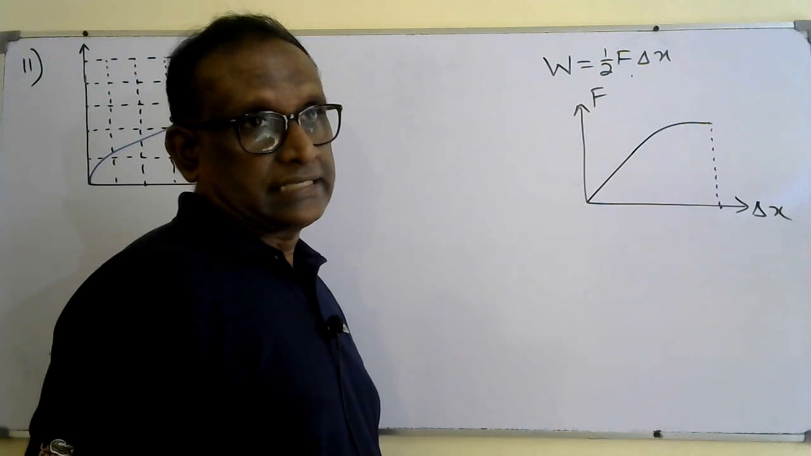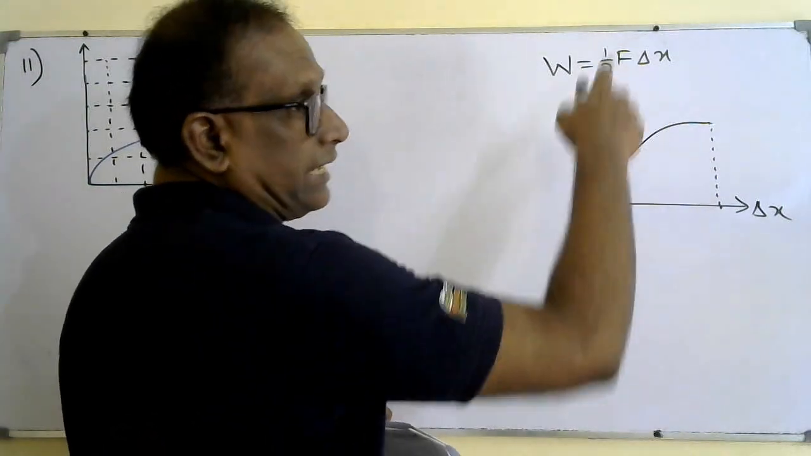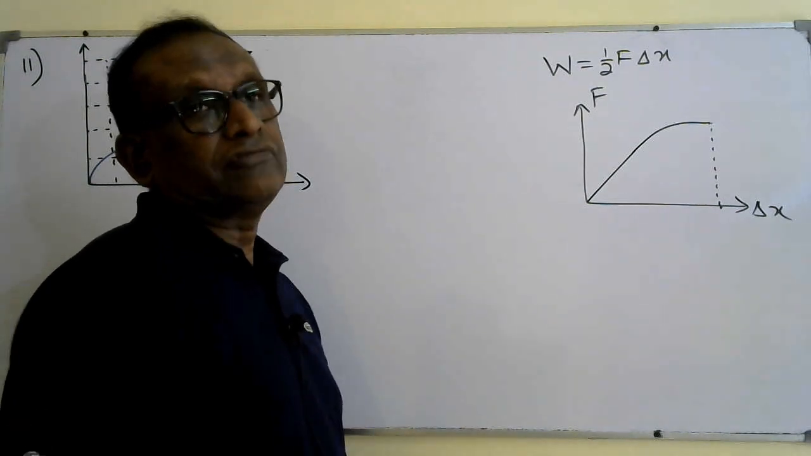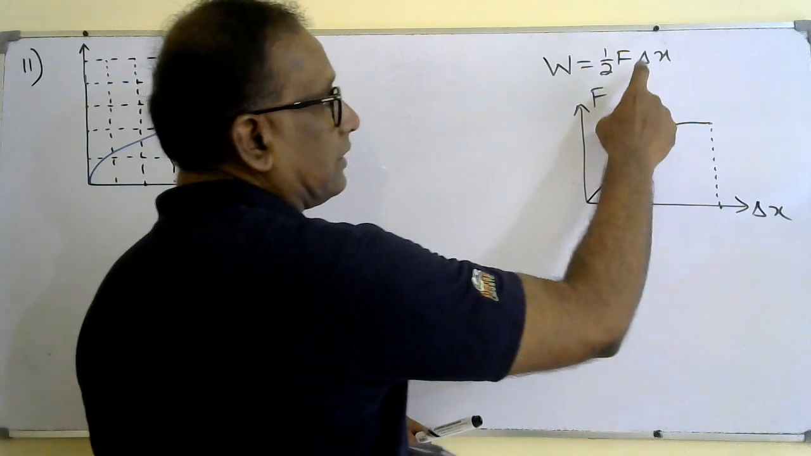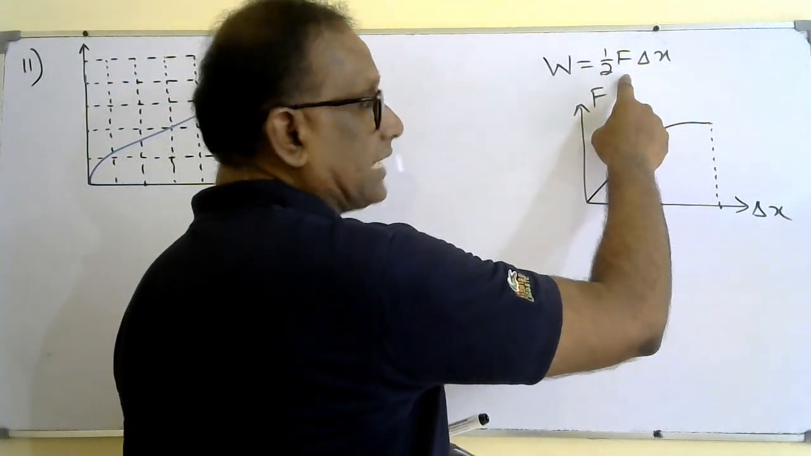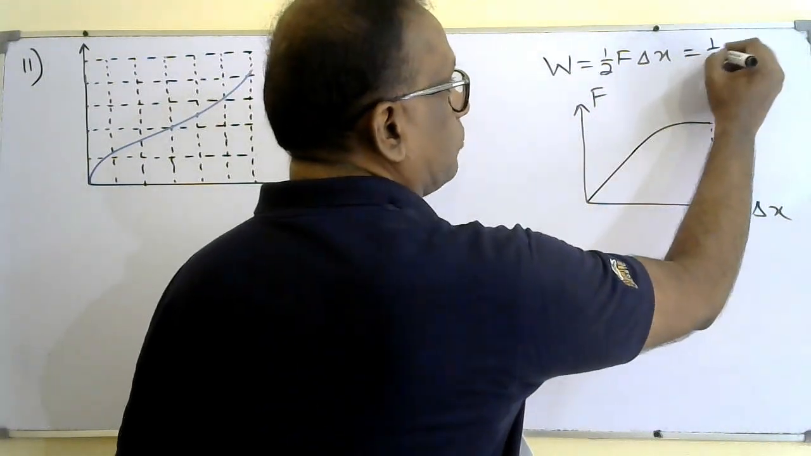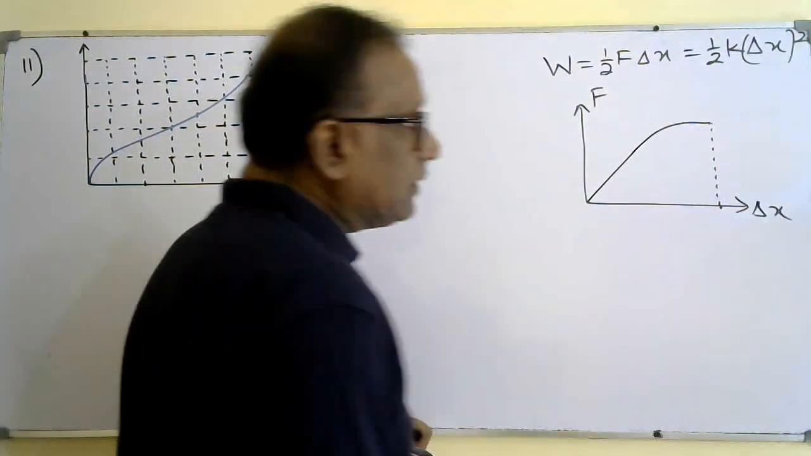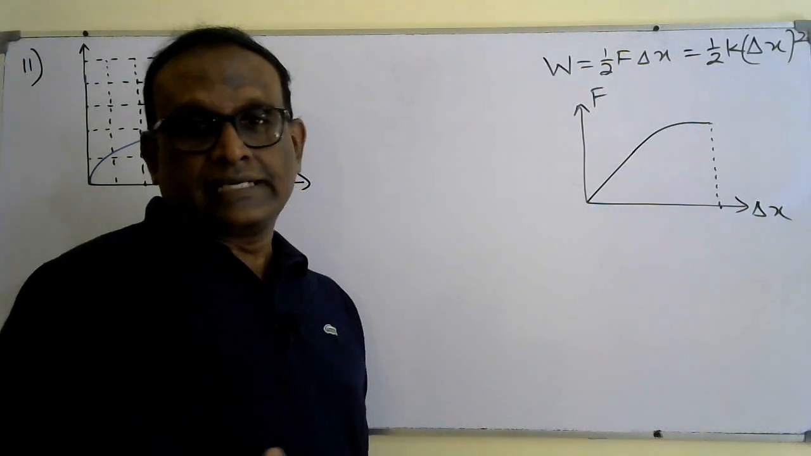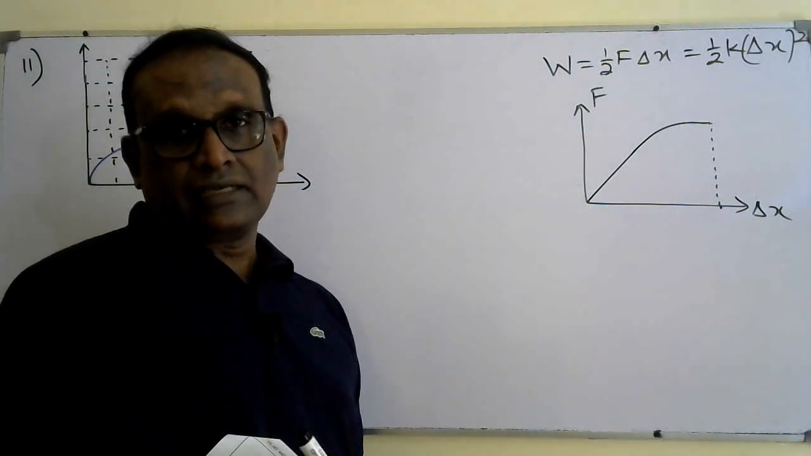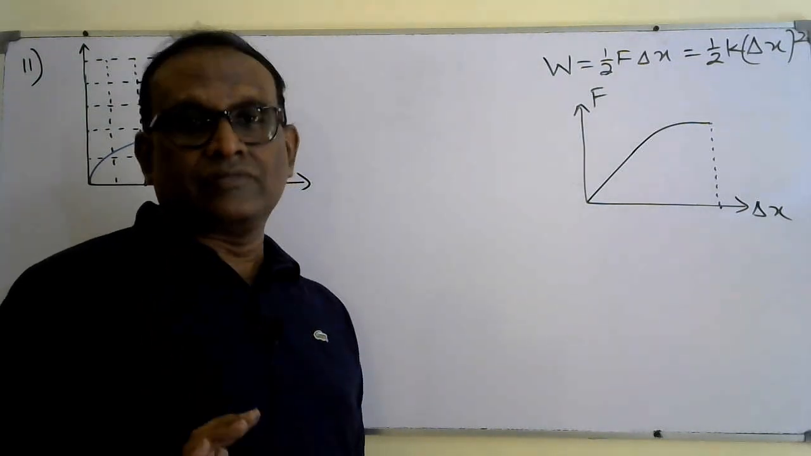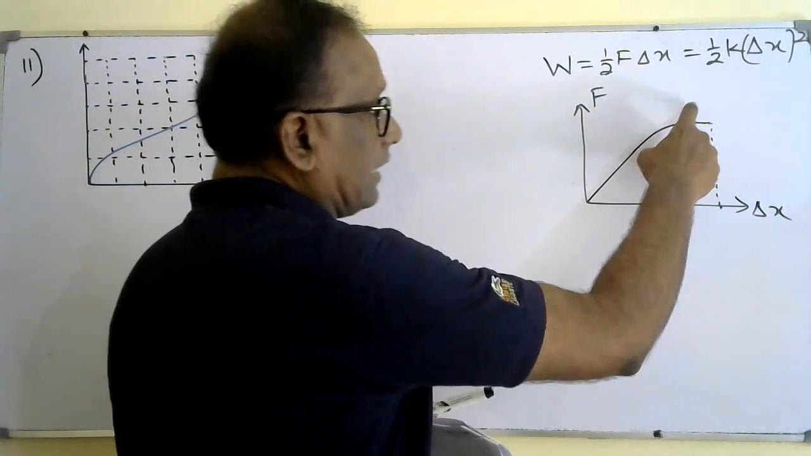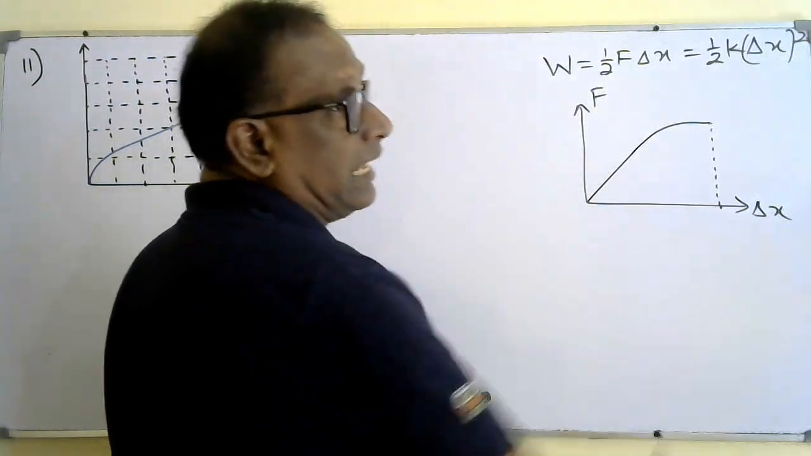directly proportional to extension. You must remember that we can use this equation only when the material is within the limit of proportionality. Whether you are using W equal half F delta x or half k delta x squared, both are the same equation, but they are applicable only when the deformation is within the limit of proportionality. Otherwise, we have to find the area covered by the graph and the extension axis.